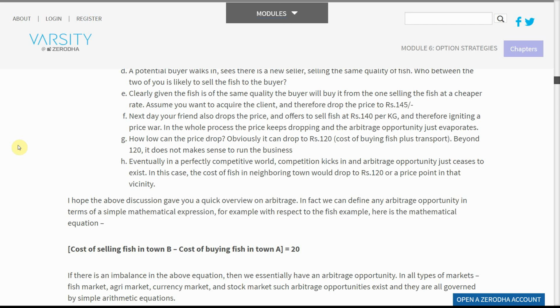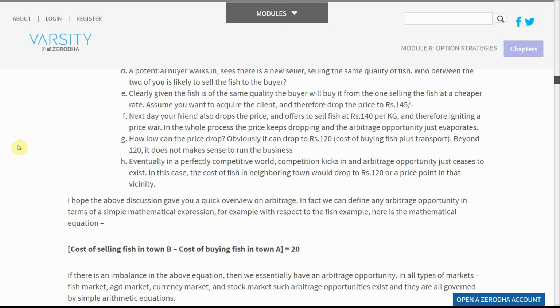How low can the price drop? Obviously it can drop to 120 rupees, cost of buying fish plus transport. Beyond 120, it does not make sense to run the business. Eventually, in a perfectly competitive world, competition kicks in and arbitrage opportunity just ceases to exist. In this case, the cost of fish in neighboring town would drop to 120 rupees or a price point in that vicinity. I hope the above discussion gave you a quick overview on arbitrage.